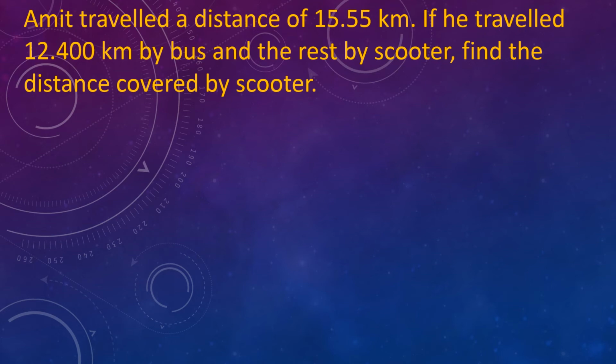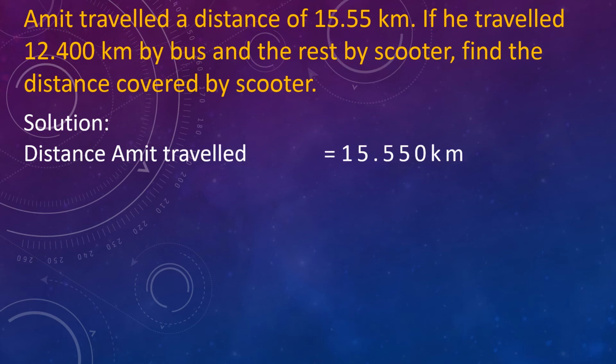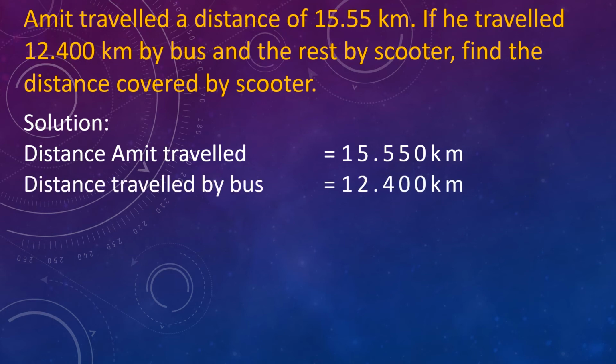Imagine the distance from your home to classroom is 6 km. Your father drops you at a school gate on a scooter and the rest you walk to your classroom. If the total distance is 6 km and you traveled 5 km by scooter, so what distance you cover by walking? 1 km. So what we have to do in this question? Yes, subtraction. Write the solution. And the first statement is distance Amit travelled is equal to 15.550 km. And the second statement is distance travelled by bus is equal to 12.400 km.